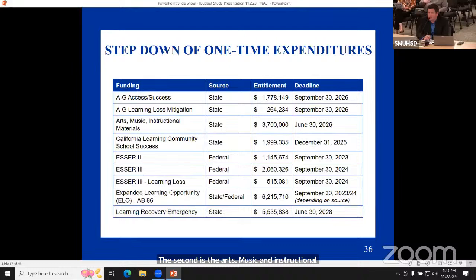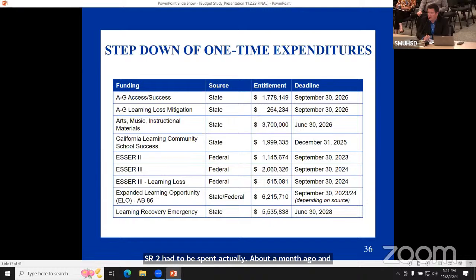The California Community Schools Success Grant, which I noted, is about a $2 million grant to improve student attendance. ESSER 2, 3, and 3 learning loss are the last two federal COVID relief bills, and those can be spent. ESSER 2 had to be spent actually about a month ago. And then ESSER 3, we have another year on.